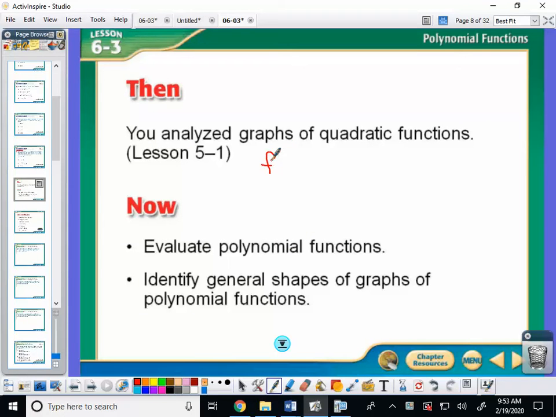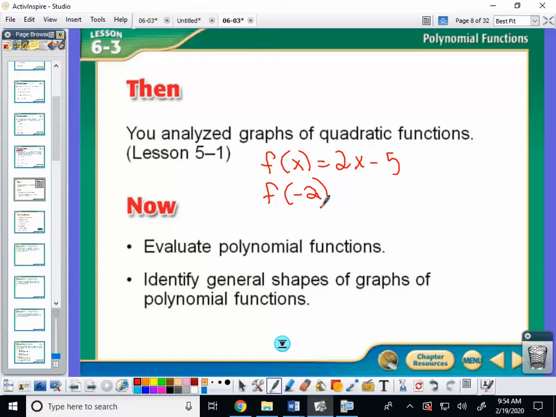In the past, I've given you something that looked like this. f of x equals 2x minus 5, and I asked you to find f of, say, negative 2. How would you do that? Plug it in. You put negative 2 in for x, wouldn't you? Use your calculator to find the answer. That's what we're going to do today.